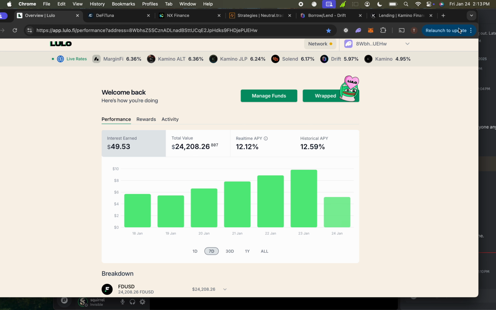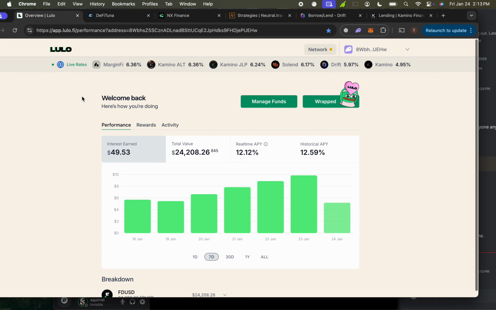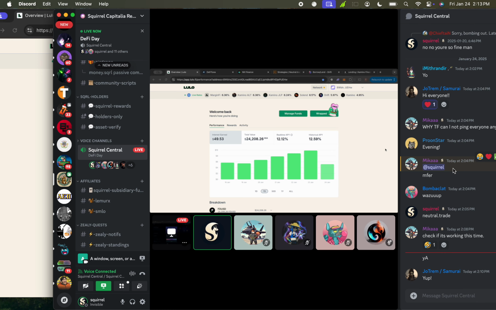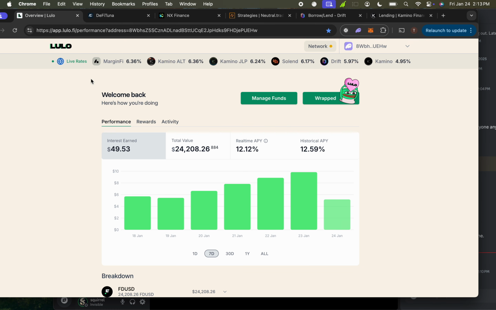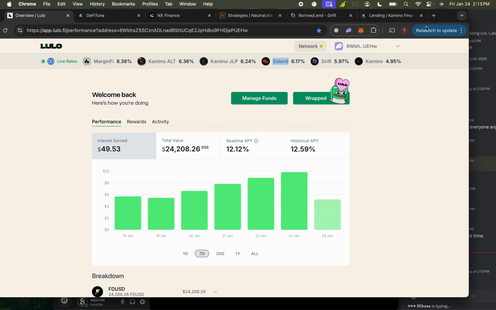And the main reason behind that is that these are the most liquid protocols, right? So if you're putting money into Lulo, understand that you're not necessarily going to get the highest interest rate overall, but you will get the safest lending option. Because this is only going to use Camino, Drift or Solend. And all of these are hundreds of millions, if not billions of dollars in TVL.